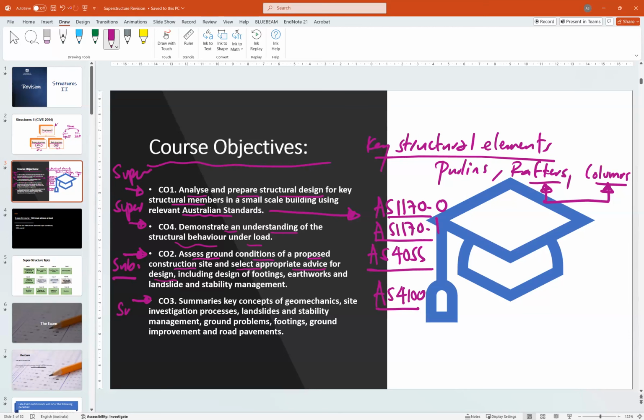CO3 as well, for the substructure component: summarize key concepts of geomechanics, site investigation, landslide and stability management, footings and road pavement. So these are a brief of the course objectives for the two parts, superstructure and substructure parts.